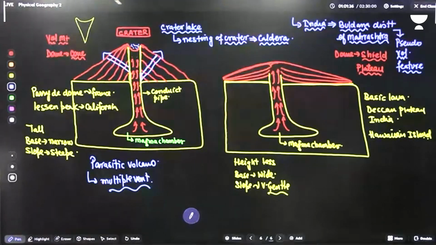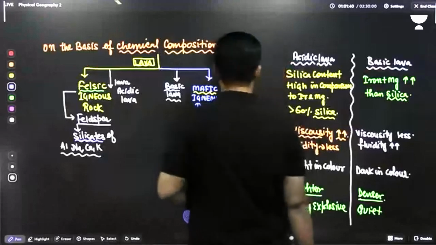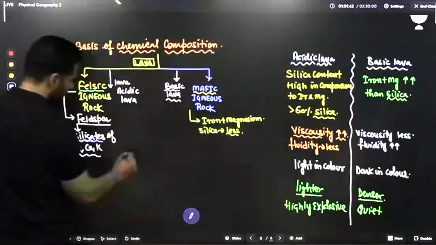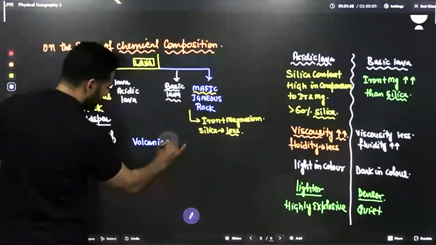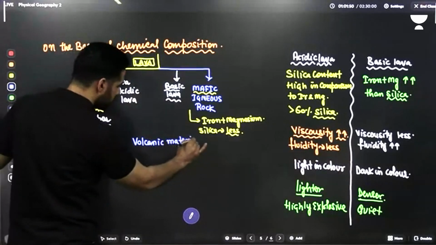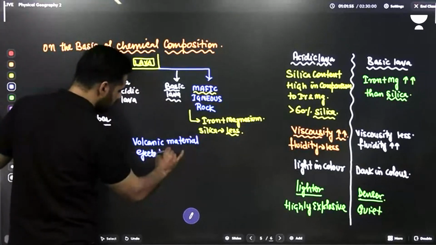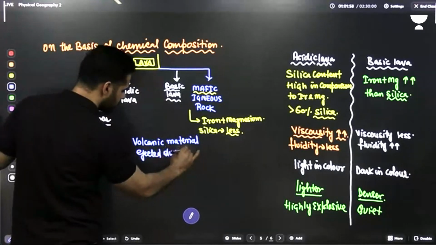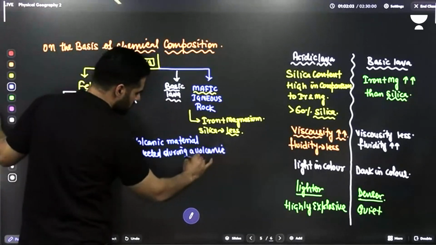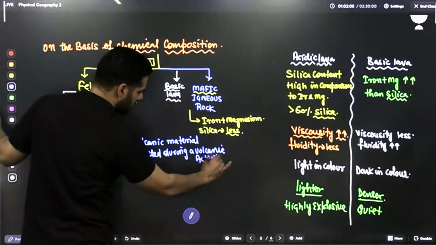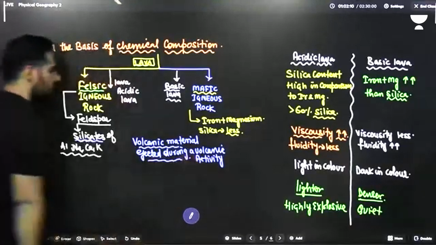ठीक है. Now इसी में एक और चीज पढ़ा देता हूं आपको. If you talk about here, volcanic material ejected during a volcano. It means once a volcanic activity is taking place, what type of the material can be ejected.